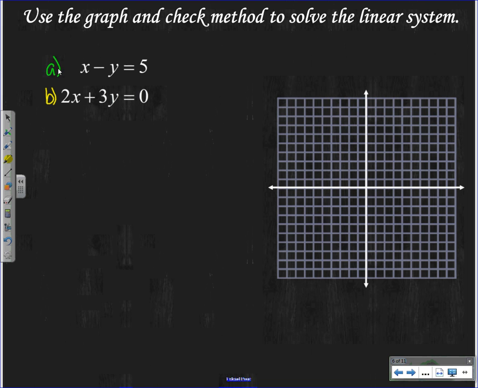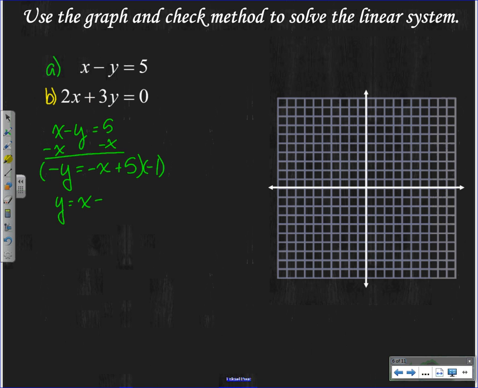So, equation A. x minus y equals 5. Subtract x from both sides. And I get negative y equals negative x plus 5. Now I have to have a positive y, so I'm going to multiply the whole thing by negative 1. And that gives me y equals x minus 5. Or my slope equals 1 over 1, and my y-intercept equals negative 5.